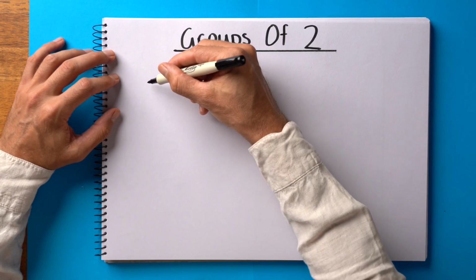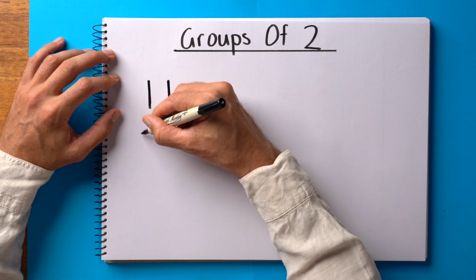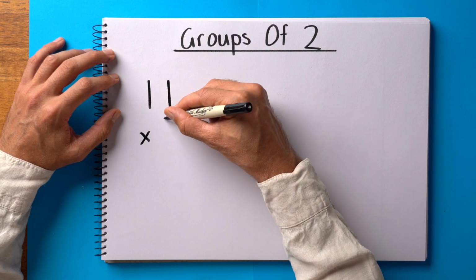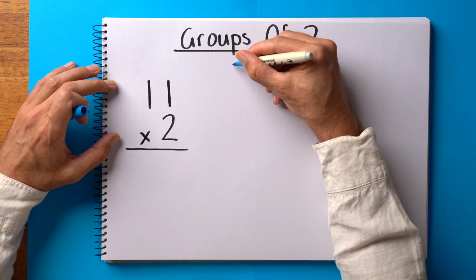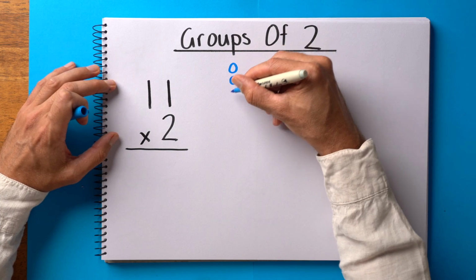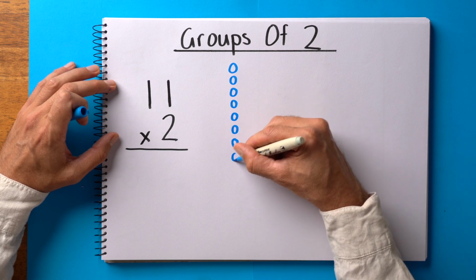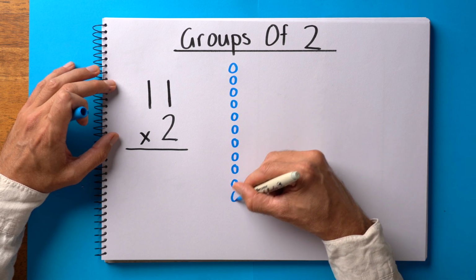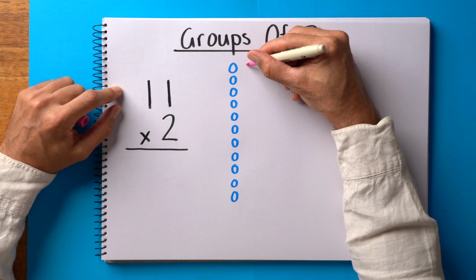Let's have a look at another example. I might want to find 11 groups of 2. To start off with, I'll draw 11 groups of 1, 2, 3, 4, 5, 6, 7, 8, 9, 10, 11. And I'll make it into 11 groups of 2.